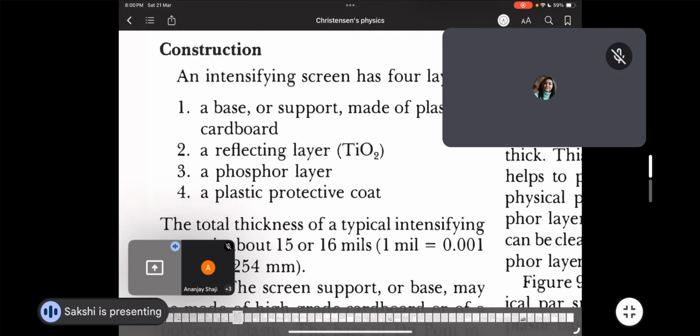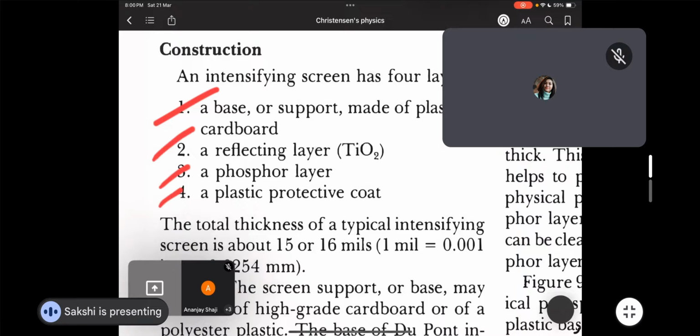Write down the answer for that question. And one more homework you write down. You have to tell me the thickness of the base, the reflecting layer, the phosphor layer, and the plastic protective coat also. Find it out. In this theory only you will get it, and you just tell me after the class.